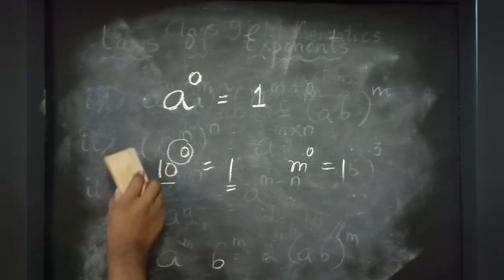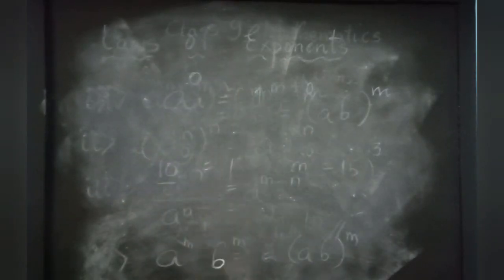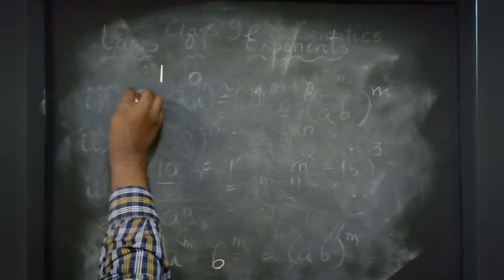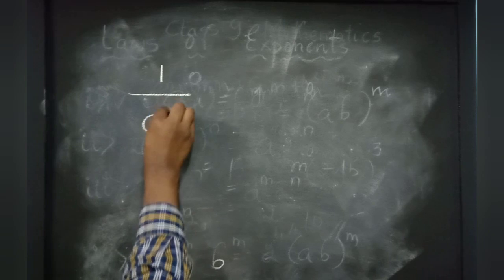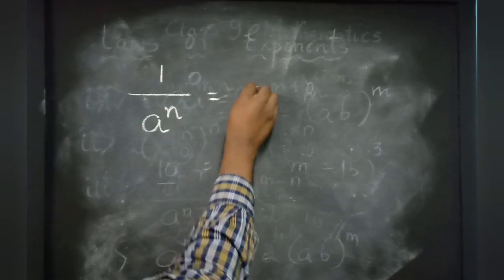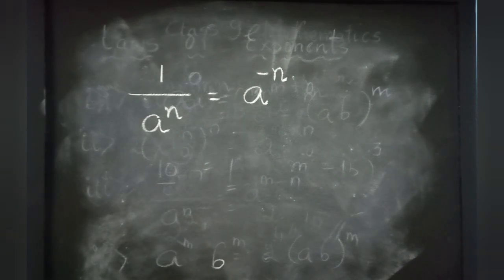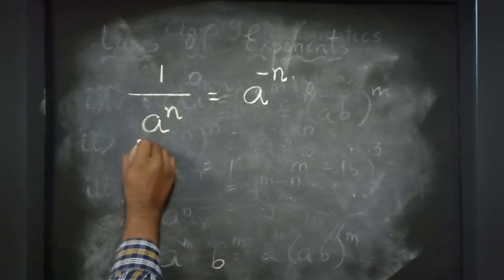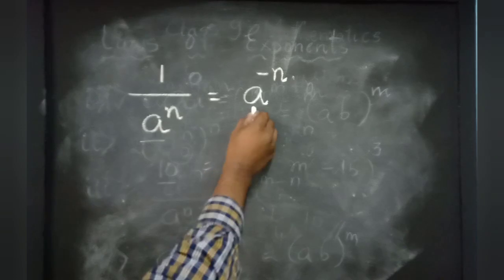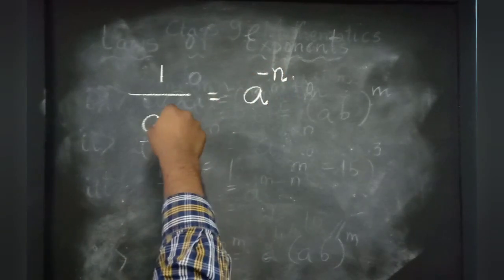We should know another important condition, 1 divided by a to the power n can be written as a to the power minus n.